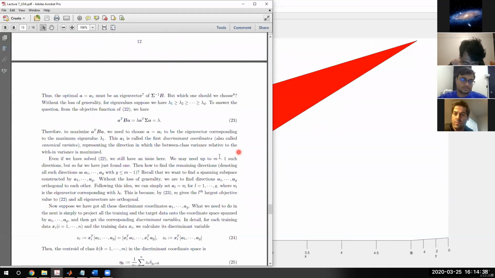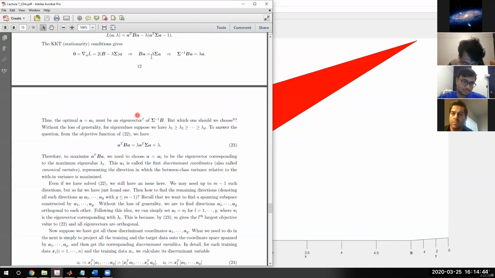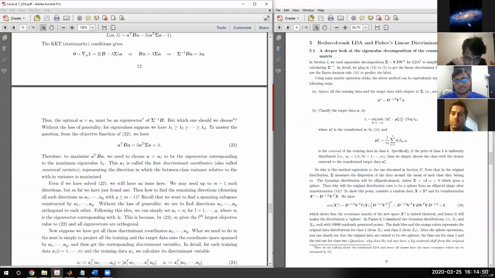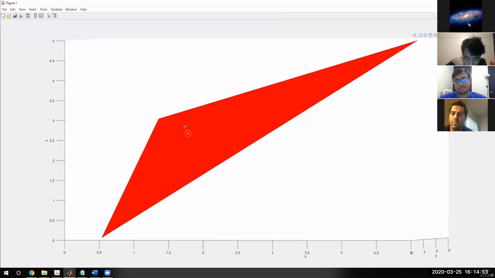That's a problem. And now let's recall, what are these a's? These a's are, again, the directions. For example, in this plane, I want to find a direction, something like this way. Redo, clear all. I want to find something like this way. For example, a coordinate system like this, okay? So this is a subspace spanned by these 2 centroids, right?